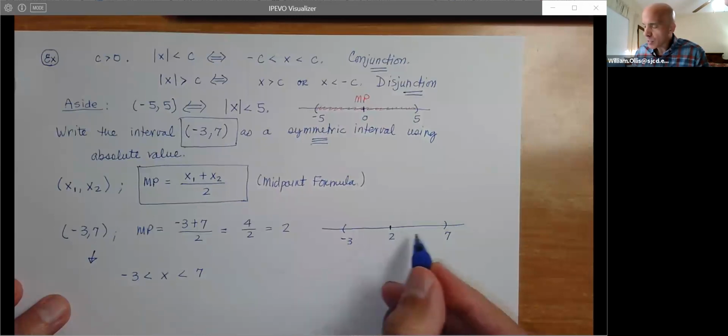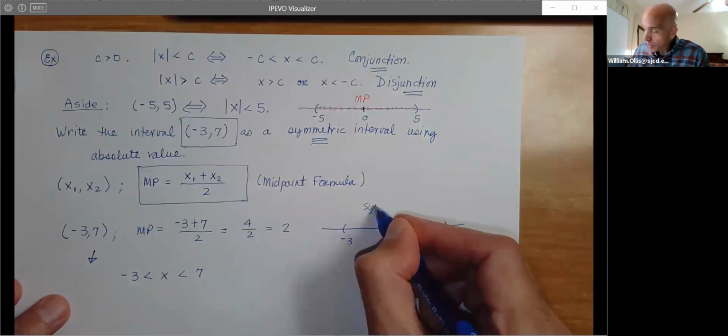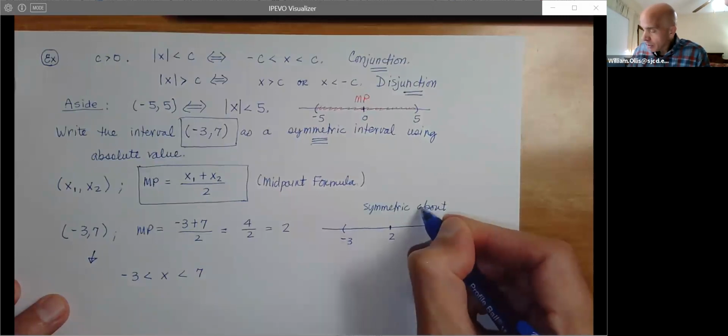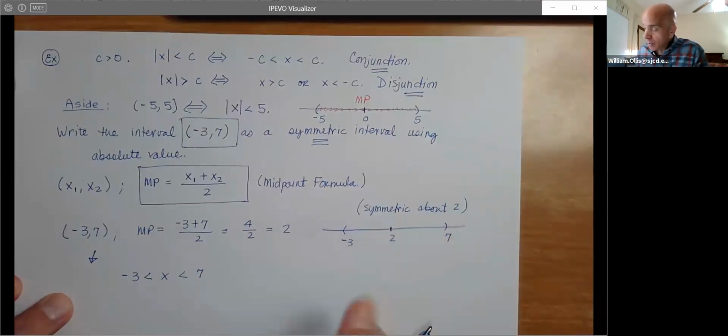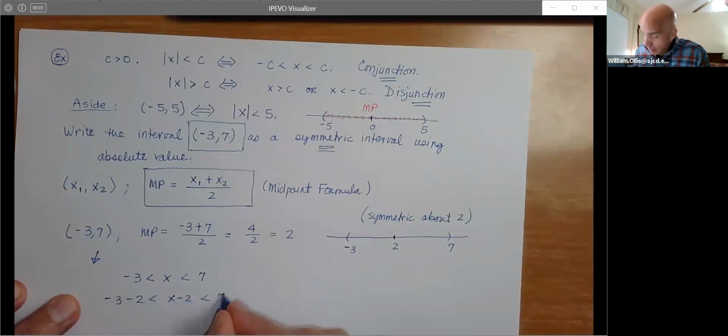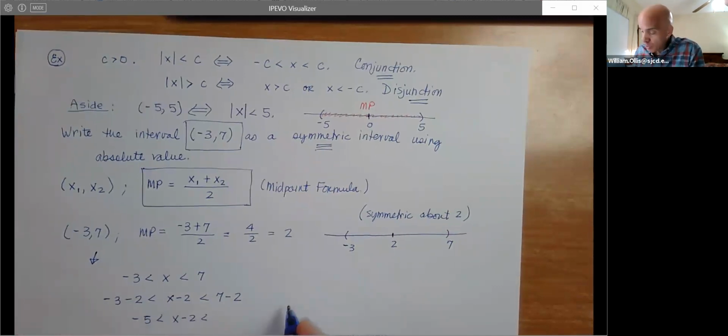I mean, sometimes you can say, oh, well, I just subtract 2 from everything, and that's right. But now we'll say symmetric about 2. So now to get that, we just subtract 2 from everything. So we get -3 minus 2, x minus 2, 7 minus 2. That's going to give us the C. Now, -3 minus 2 is -5, and 7 minus 2 is 5.